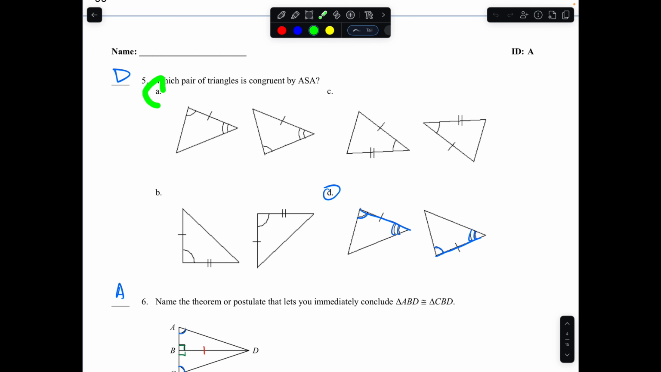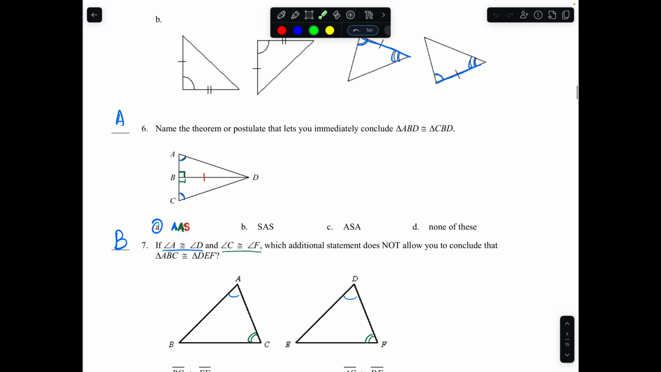You might be fooled by A. Make sure you check both triangles. Even though this triangle looks like it's angle side angle, the second triangle is not. That's angle angle side. And then it can't be C because that has 2 sides and we only need 1. Same thing, it can't be B because it has 2 sides and we only need 1.